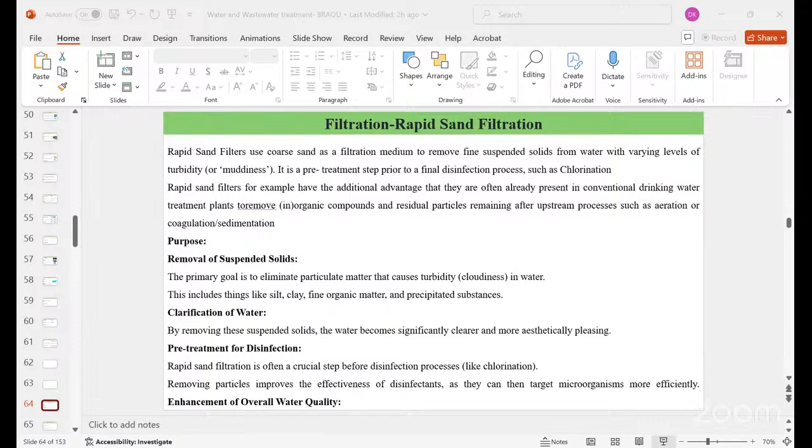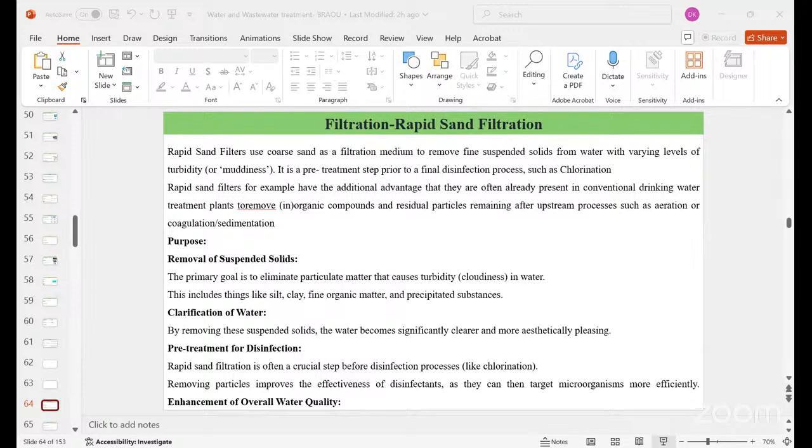And adsorption, where even smaller particles can adhere to the surface, they stick to the surface of the sand grains due to electrostatic force and other chemical attractions. So it is very important for removing very fine particles and some dissolved substances.